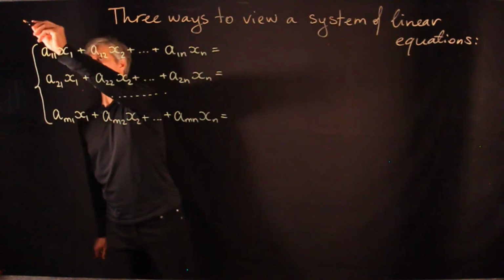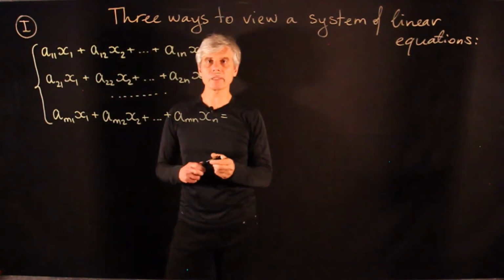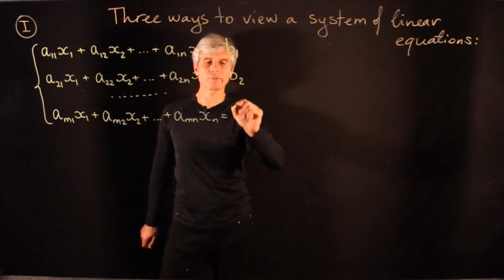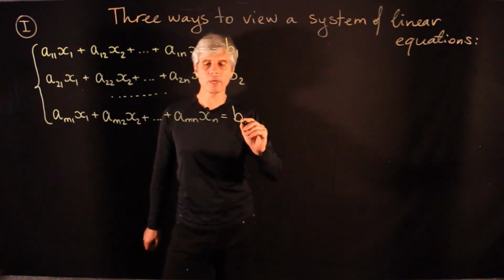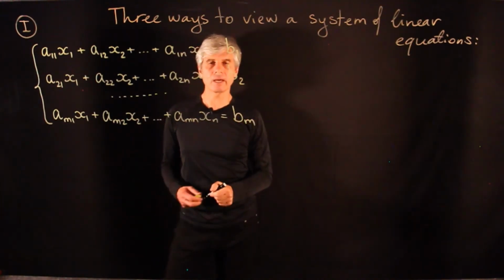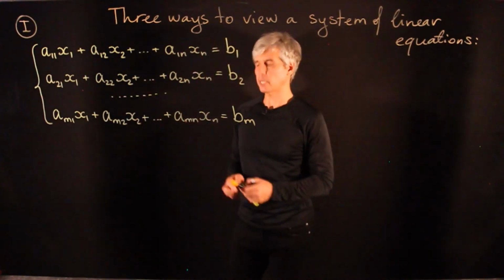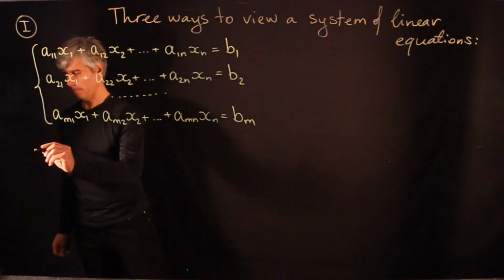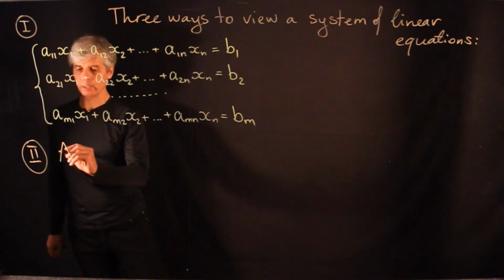So the first way is the standard way, the one that we started with. We have a system of linear equations, so we have m equations with n unknowns. So this is the first way of looking at the system of linear equations. The second way is as a product.